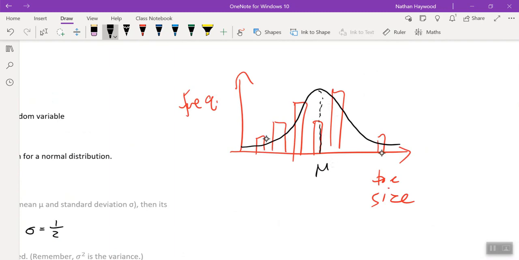The bell curve or the normal distribution, in the middle is the mean. In normal distribution, the mean, the median, and the mode are all the same thing. So write it down if you didn't know that. The mean, median, and mode are all the same thing.